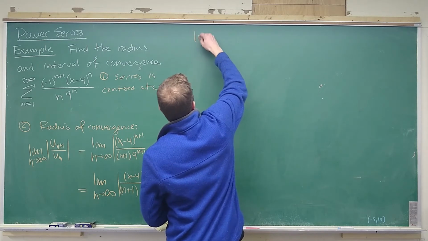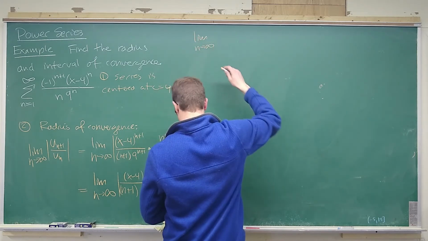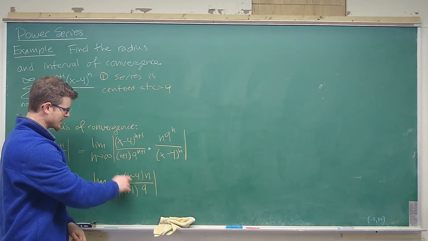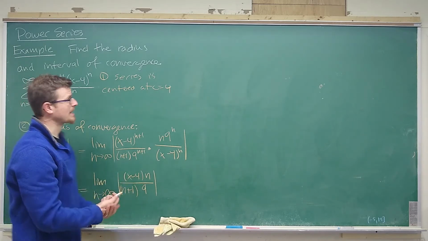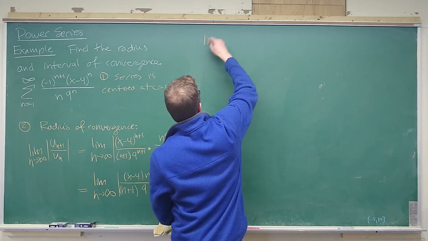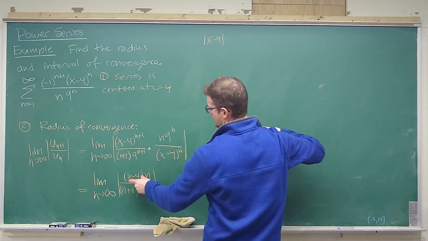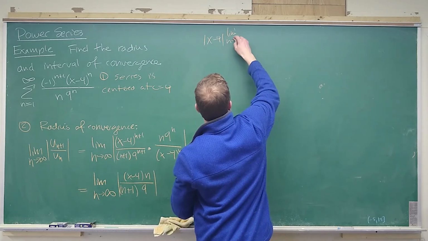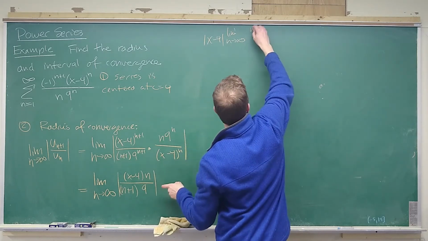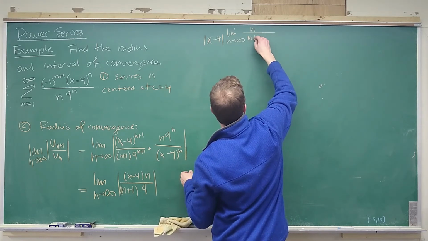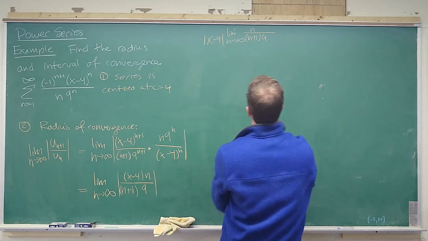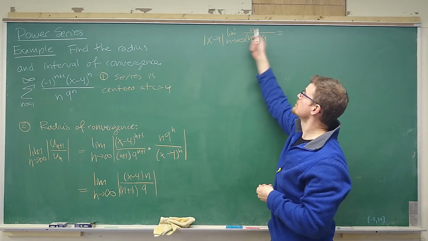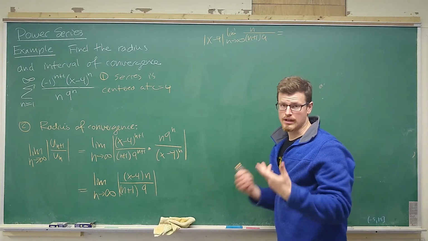Alright, so a little bit more work here. Let's take the limit as n goes to infinity. Well, actually, before I do that, x minus 4 does not depend on n, so I can take that outside of the limit. So the absolute value of x minus 4, because that's the only thing that could be negative here, times the limit as n goes to infinity of n divided by n plus 1 times 9. Excellent. Again, no absolute values inside because each of these factors is positive.